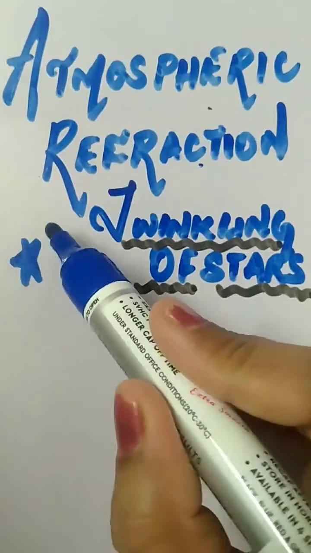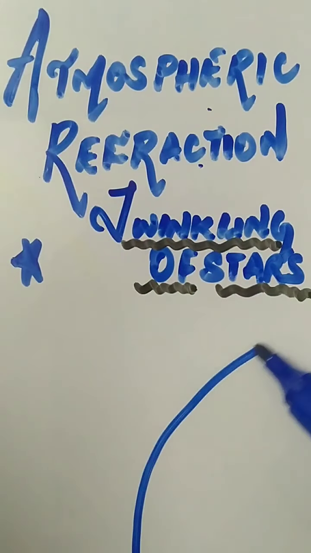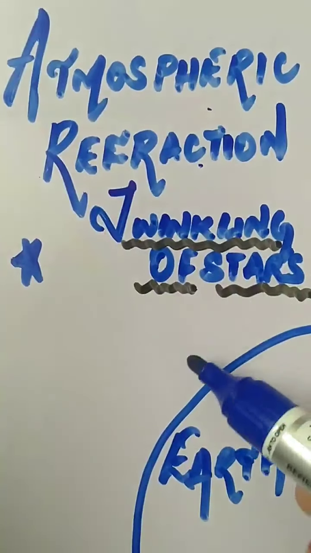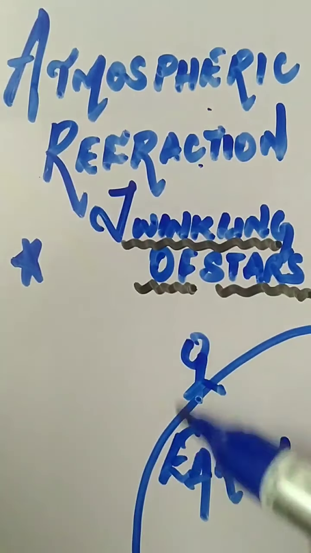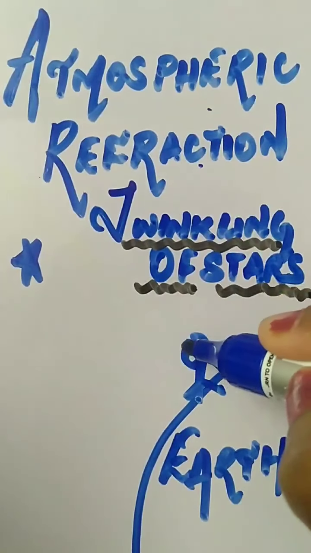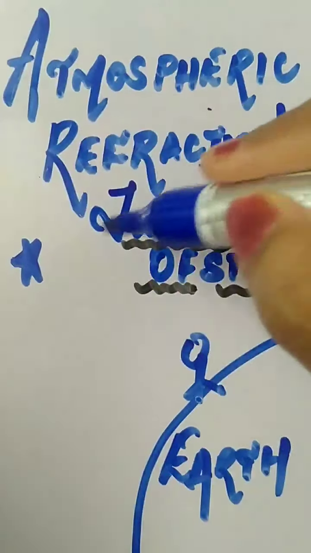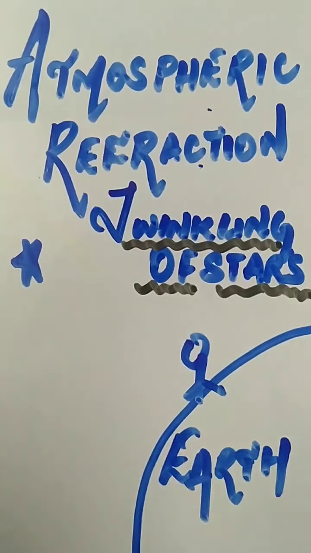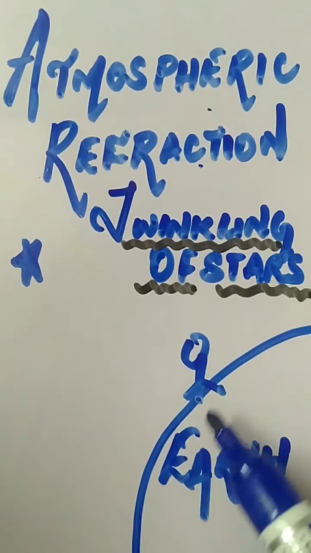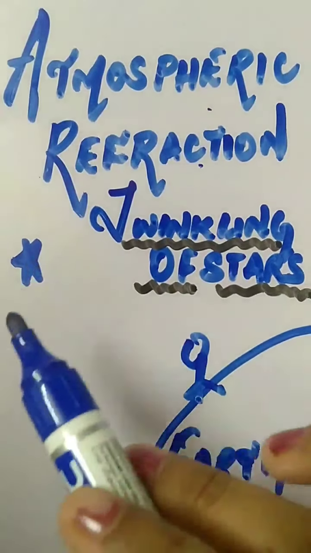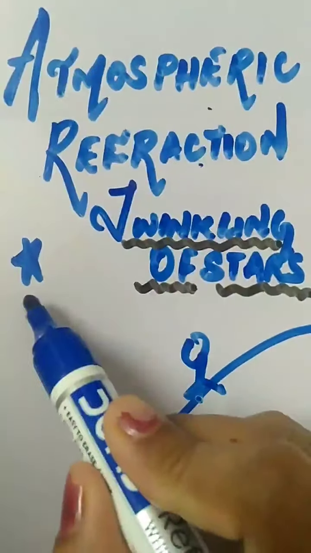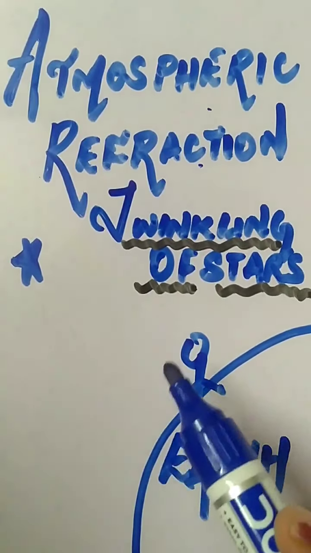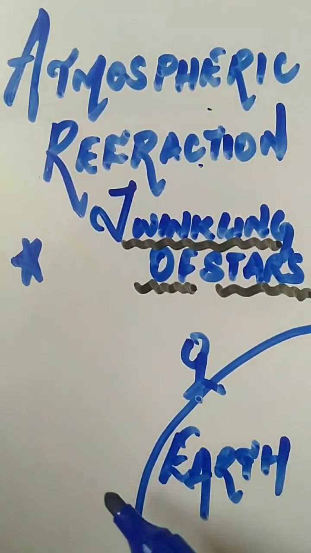Okay, so let us consider a star, and we are here on the surface of the earth. This will be considered as earth, and we have the star, and this is a person observing the star from the surface of the earth. Now to him, the position of the star will appear a little higher than the actual position. What did I say? For a person who is observing the star from the surface of the earth, the position of the star will be a little higher than the actual position. This is the actual position of the star, but for this person the star will be a little higher than its actual position. Why does this happen?